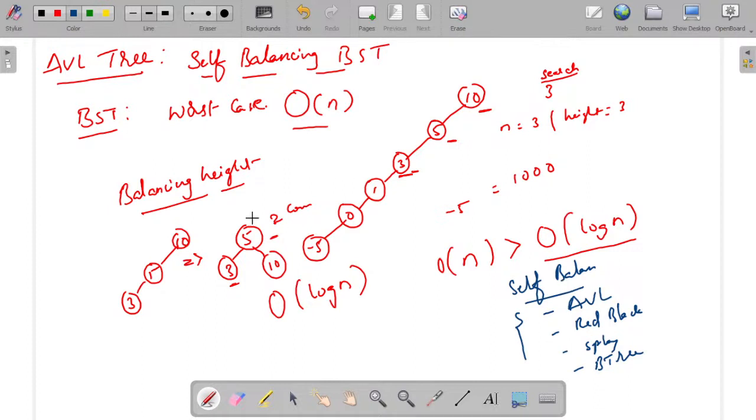Hope you understood why we came up with AVL trees. AVL trees are self-balancing binary search trees which help in trying to get the time complexity in worst case scenarios into lesser time complexities. Like from big O of n to, we can get the time complexity into big O of log n, right? Hope you understood why we need AVL tree and why we have to balance the height of a tree.